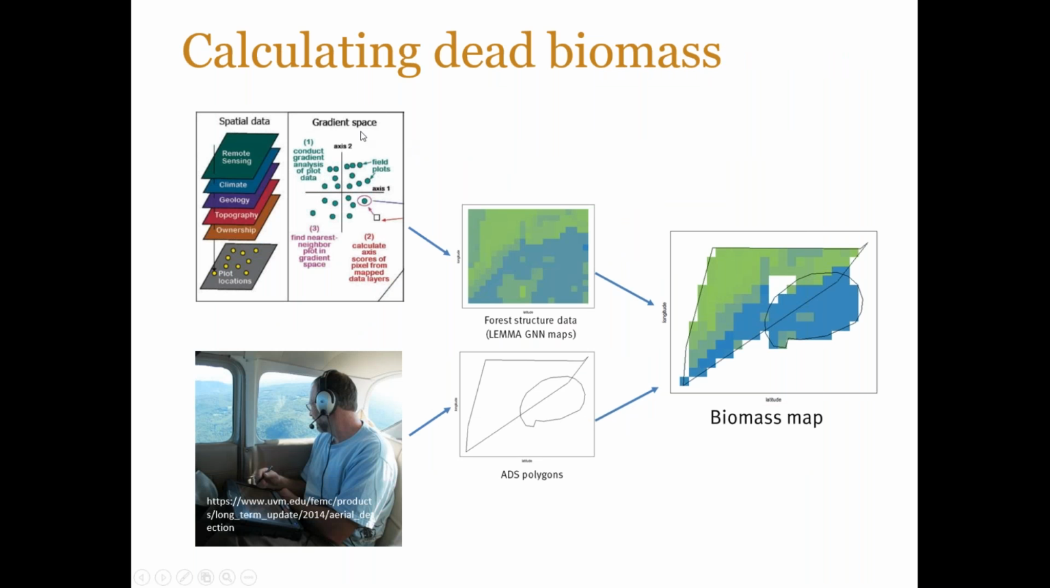We connected that GNN Lemma data with aerial detection surveys to overlay the polygons on top of the forest structure map. We calculated per tree biomass of dead trees based on the forest structure maps. And then we came up with biomass at fine spatial resolution.